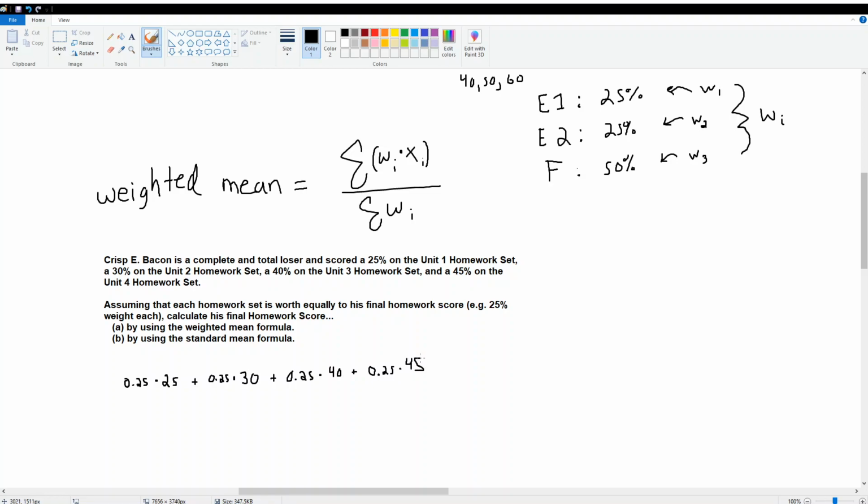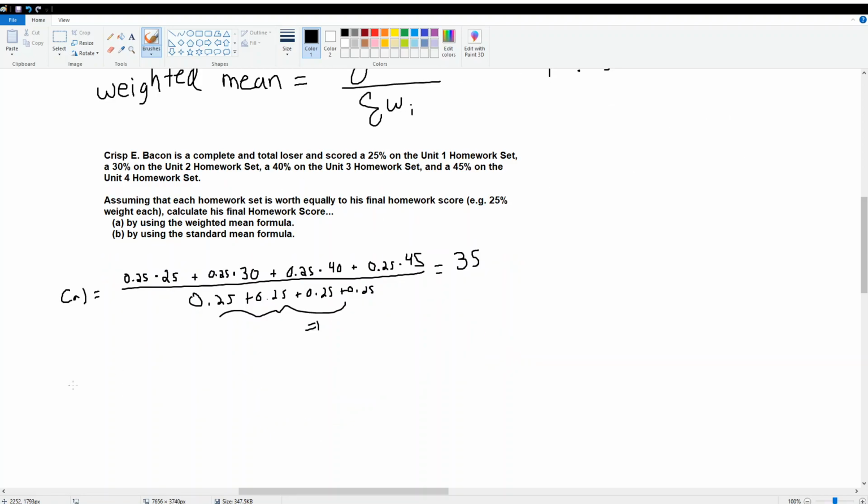In this case, to show you the connection, these are our WIs. And these are the XIs. We divide it by the sum of the weights, so 0.25 plus 0.25 plus 0.25 plus 0.25. This whole thing is equal to 1, so it's just equal to the numerator. And this is going to come out to be a 35. Anyway, we're going to throw a percent on, doesn't matter. It's a 35.